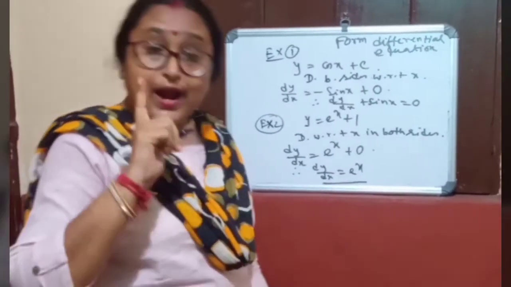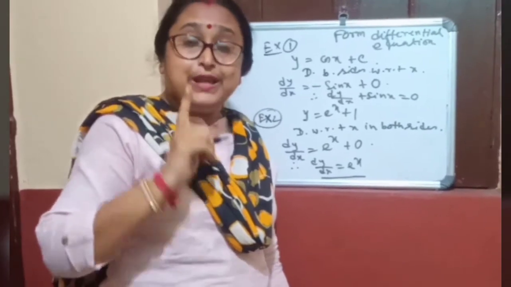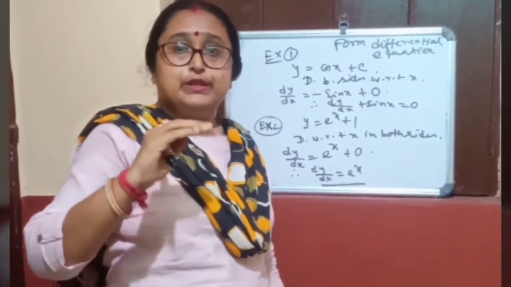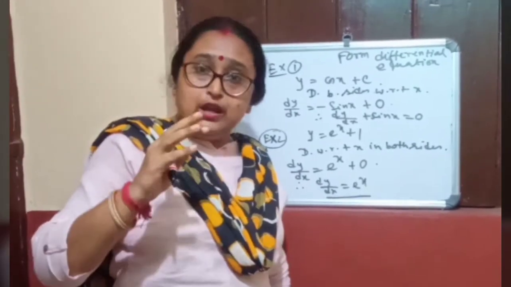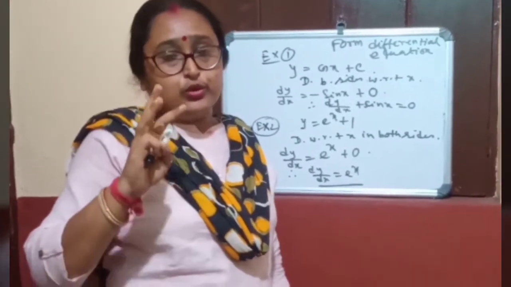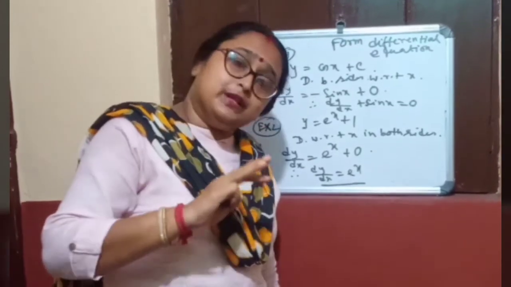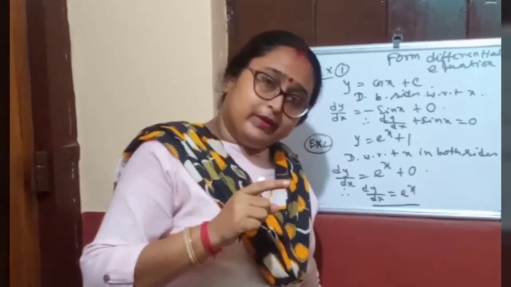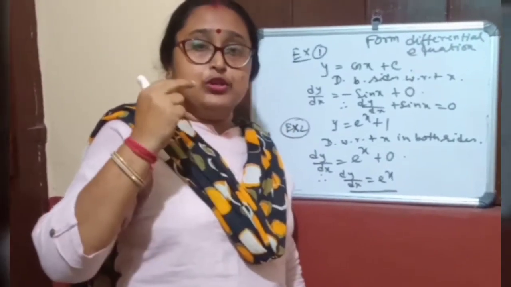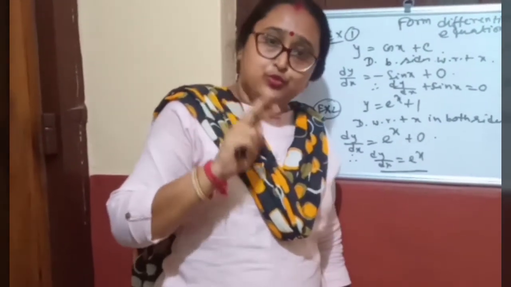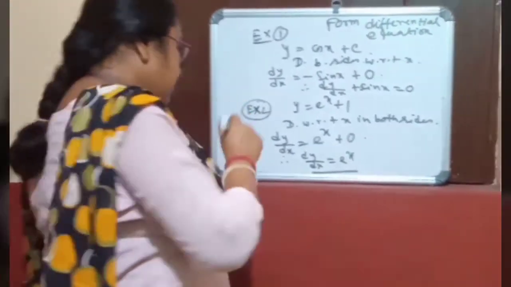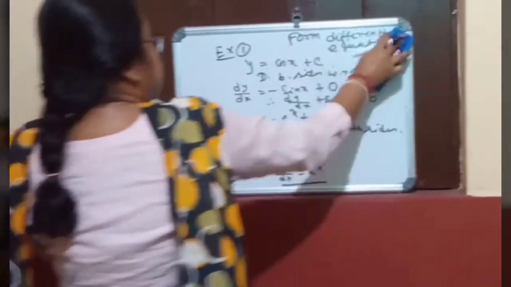If there is one constant, you differentiate one time; having two constants, you differentiate two times; if three, then you differentiate three times. How many constants there are, that many times you differentiate. Now, example number 3.